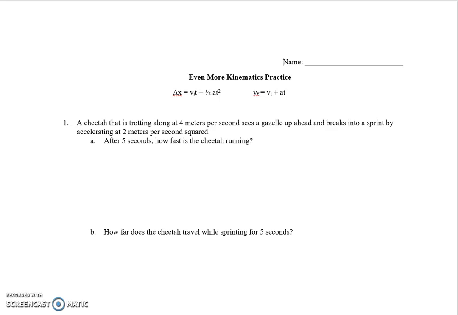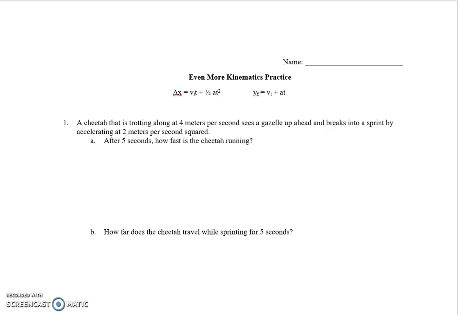Hey everybody, I'm going to go through the answers to number 1 from the Even More Kinematics Practice worksheet. Number 1 says a cheetah that is trotting along at 4 meters per second sees a gazelle up ahead and breaks into a sprint by accelerating at 2 meters per second squared. After 5 seconds, how fast is the cheetah running?